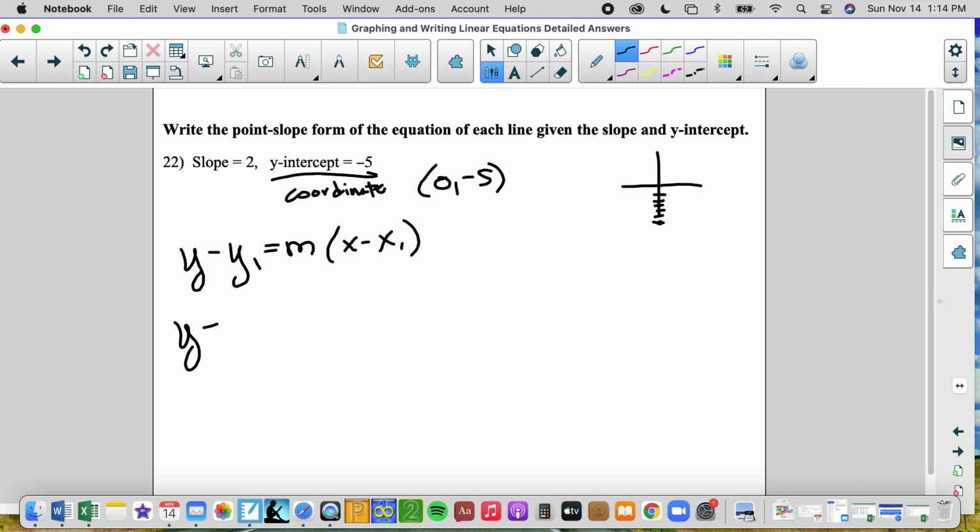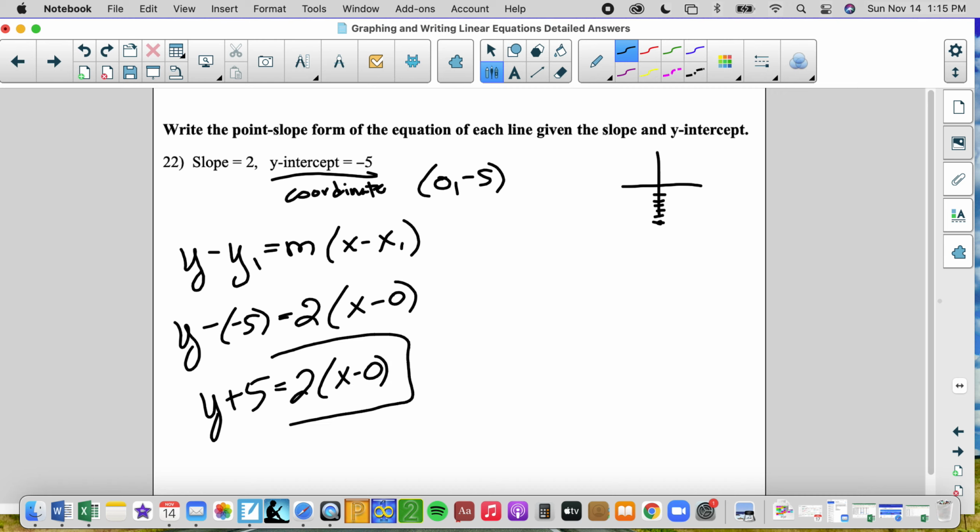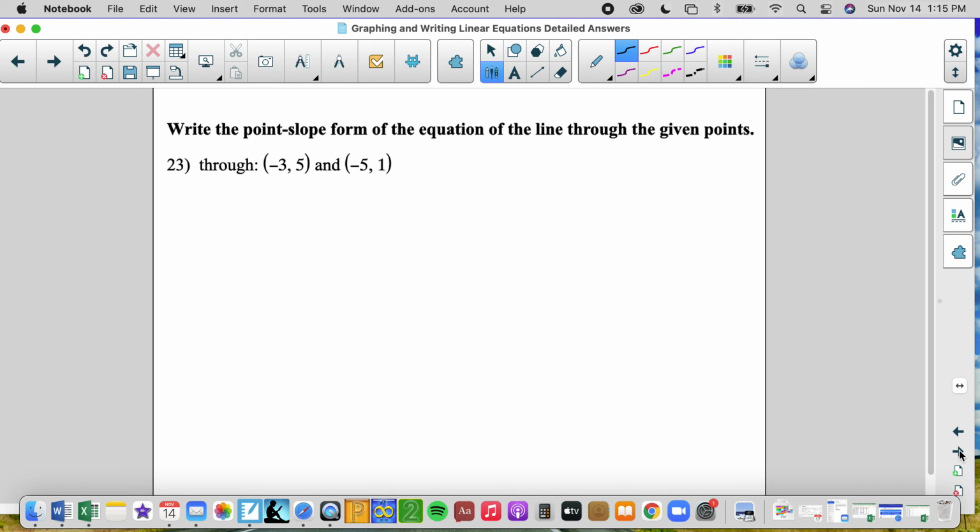So my y value is going to be y minus my y value, which is -5, equals my slope that was given, times (x minus 0). So my final answer would be this. And I'm okay with you leaving it like that. Do not do x minus 0 is x, multiplied 2 times x. That is the correct answer for this problem. Now, this is the fun one.